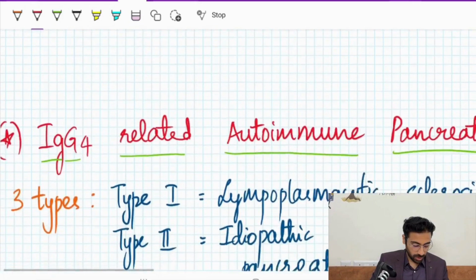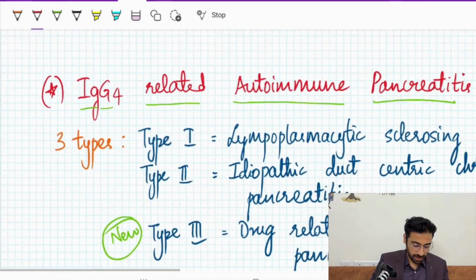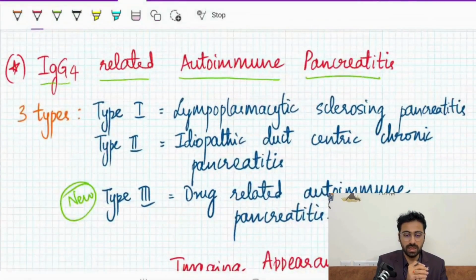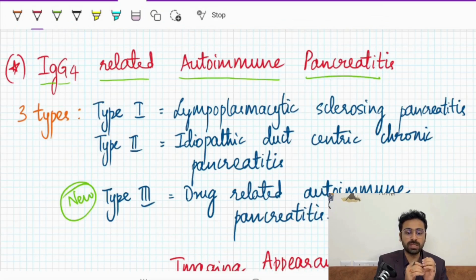So in abdominal manifestation, the most common manifestation is autoimmune pancreatitis, IgG4 related autoimmune pancreatitis. There are three variants: type 1 lymphoplasmacytic sclerosing pancreatitis, type 2 idiopathic duct-centric chronic pancreatitis, and type 3 drug-related autoimmune pancreatitis, that is mostly the tyrosine kinase inhibitors. Now more about these types and the IgG4 levels in each type is already discussed in our chronic pancreatitis and miscellaneous pancreas related videos that were released the previous week. You can go ahead and watch that.